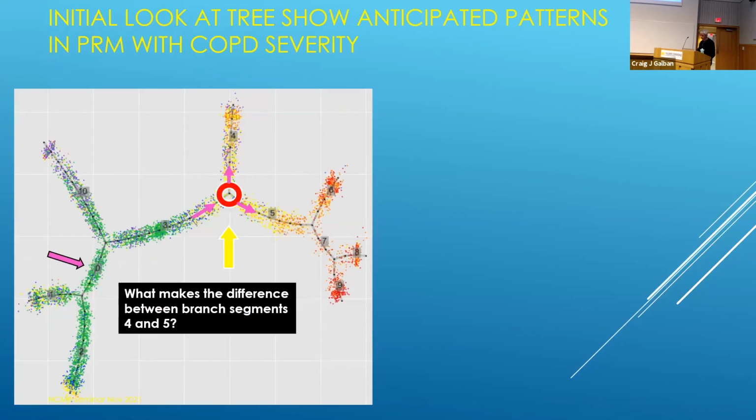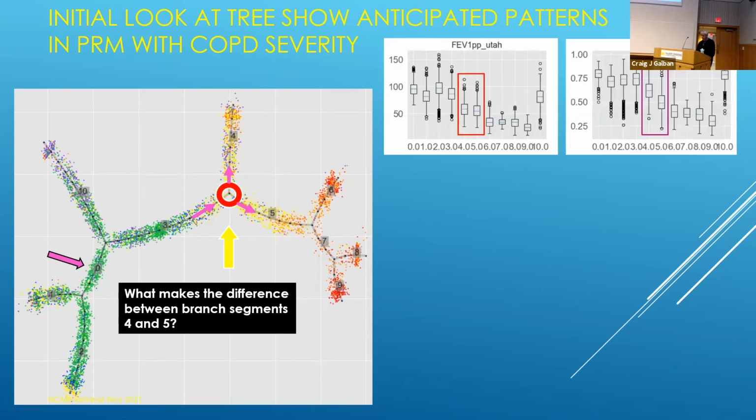So the other target or point of interest is this branching point. As I mentioned before, as we're moving along this trajectory, you sort of have two directions to take, but they look very similar in terms of GOLD status. Here they're segmented 4 and 5. These are the actual segments, labeled. So we were interested in determining what the differences are.